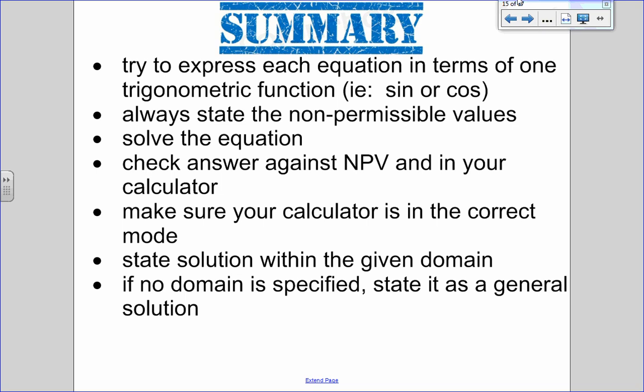So to summarize, I want you guys to try as much as possible to simplify the equation in terms of one trig function, sine or cos preferably. Always state your non-permissible values because you're going to check your answer against those, but also as your safety net, use your graphing calculator to check. Make sure your calculator is in the correct mode, degrees or radians, and always state your solution within the domain. No domain specified, you want to use a general solution. So be on the lookout for all of those tips.